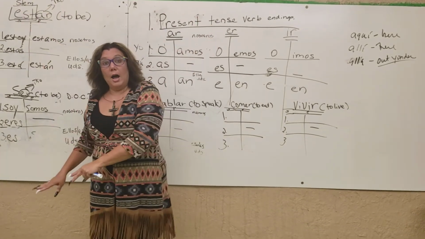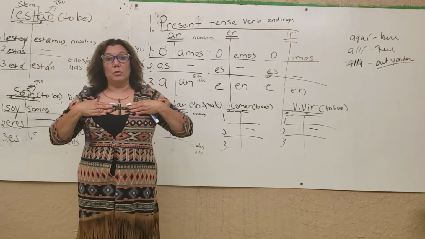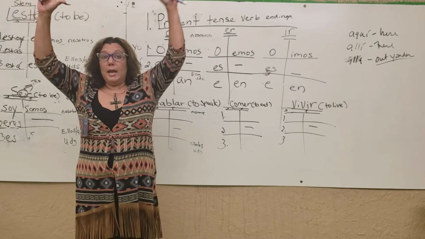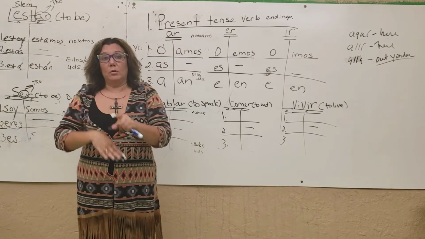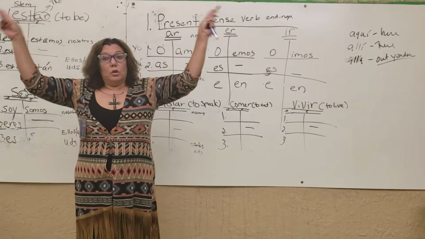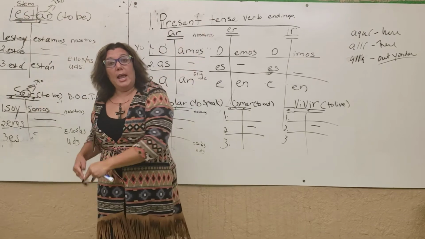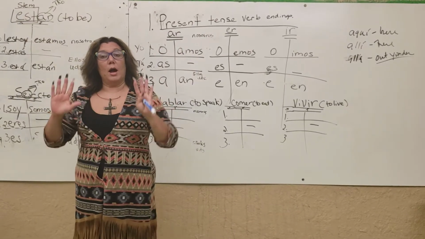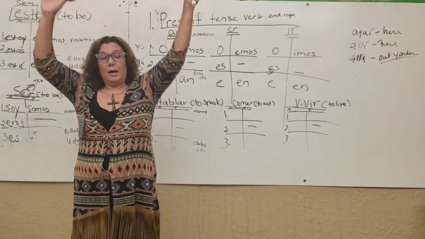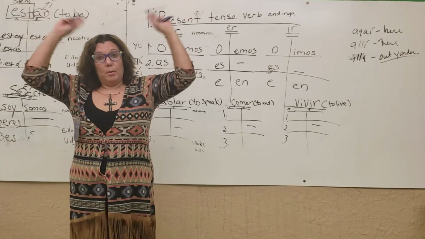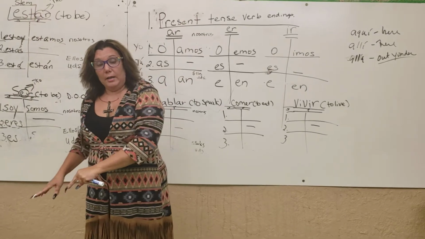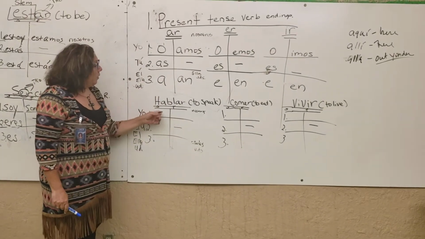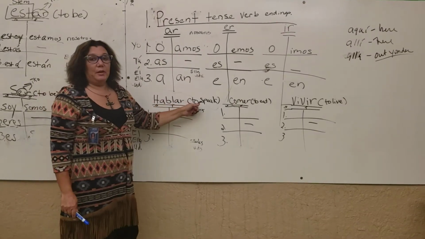amos, an, an. Remember, yo goes O, tú goes as, él goes a, ella goes a, usted goes a, nosotros goes amos, ellos goes an, ustedes goes an. So you have o, as, a, amos, an, an.